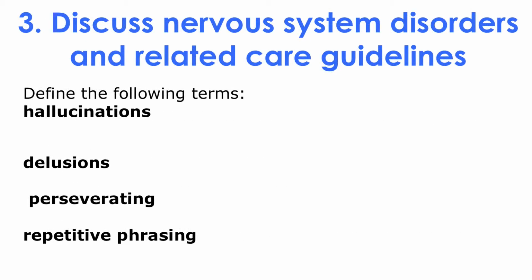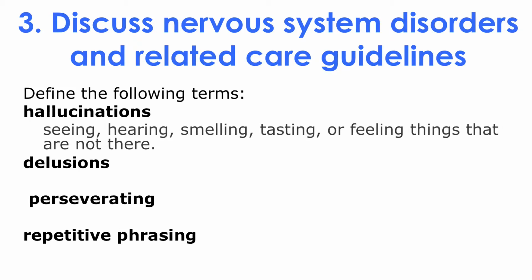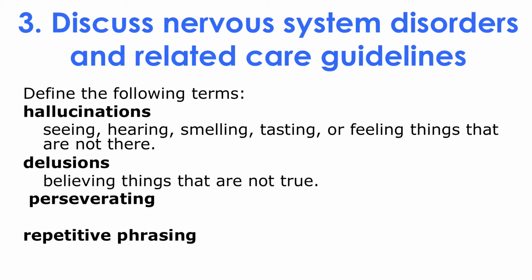Now, moving on, you have hallucinations, delusions, perseverating, and also repetitive phrasing. Hallucination is being able to see, hear, smell, taste, and feel things that are not even there. It doesn't exist. Delusions, on the other hand, is believing things that are not true. So that's the difference. Hallucination, you're seeing, hearing, smelling, tasting, feeling things that are not there. Delusion is believing things that are not true. What you see is not really true.